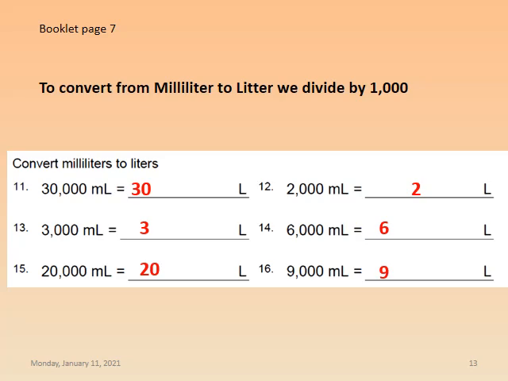So now we know that in order to measure the volume, we use the units liters and milliliters. The liters are used to measure the volume of big amounts of fluids or liquids. The milliliters are used to measure small amounts. In order to change from liters to milliliters, I multiply by 1,000. And in order to convert from milliliters to liters, I divide by 1,000.